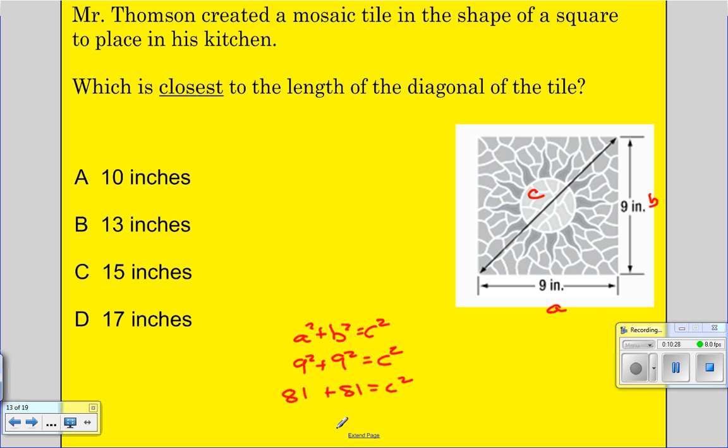All right. 162 equals c squared. Now we have to find the square root of both sides to find out what c is. C will be equal to, and it's going to come close to 13 in this case. Remember that 13 times 13 is 169. So we're pretty close to 13 on this square root. So we're going to say approximately 13 inches, which will be letter B.